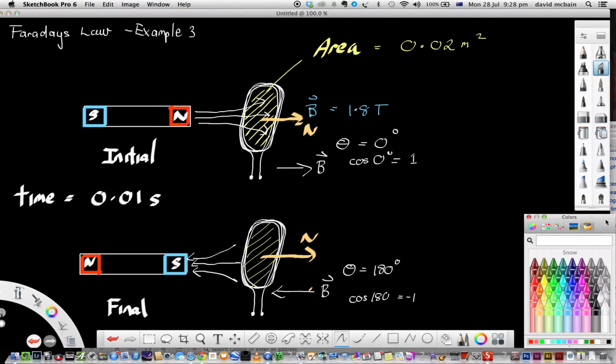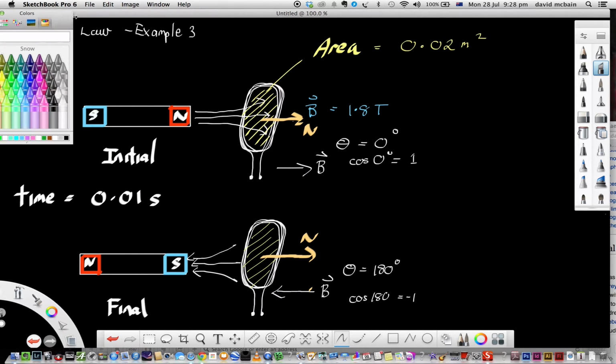Okay, so let's work out the EMF. Now, once again, sorry, I didn't tell you how many turns of wire there are. This time there are 30 turns of wire. So N equals 30. So the EMF is equal to N times the rate of change of flux, or the change in flux over the change in time. Let's work out a change in flux.